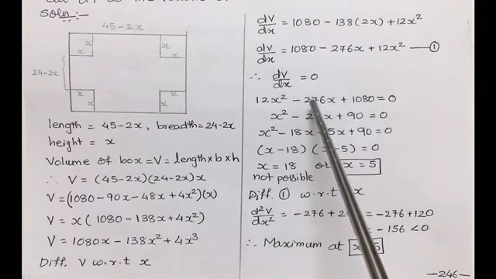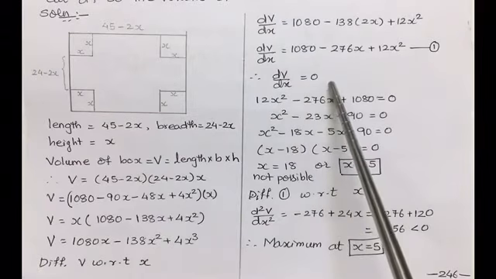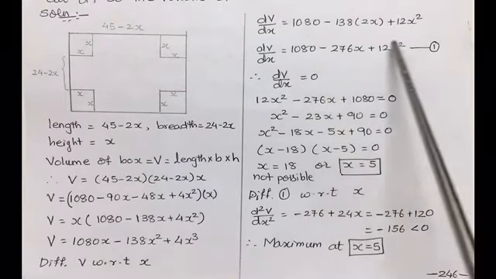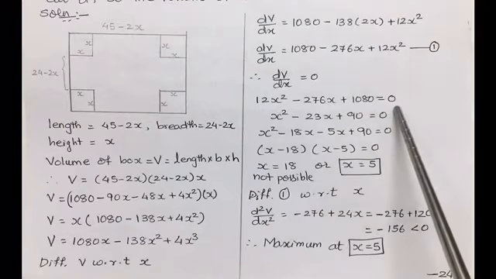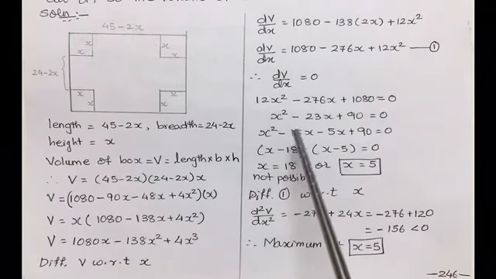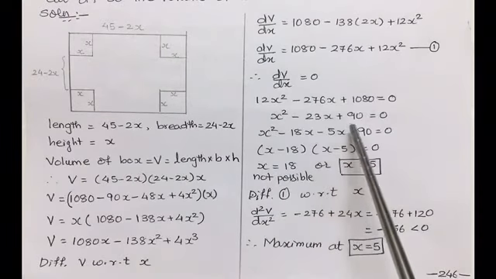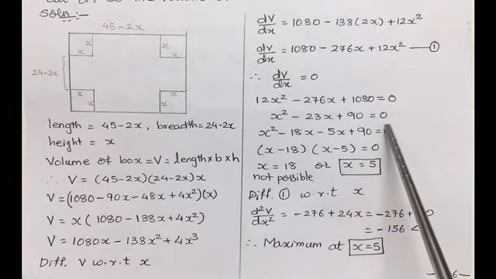Now to calculate the value of x, the first derivative is equated to 0, equating this whole statement to be equal to 0. Taking out 12 common, we get x square minus 23x plus 90 equal to 0.